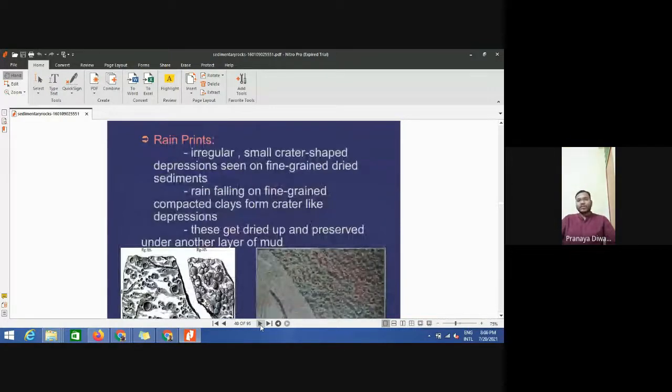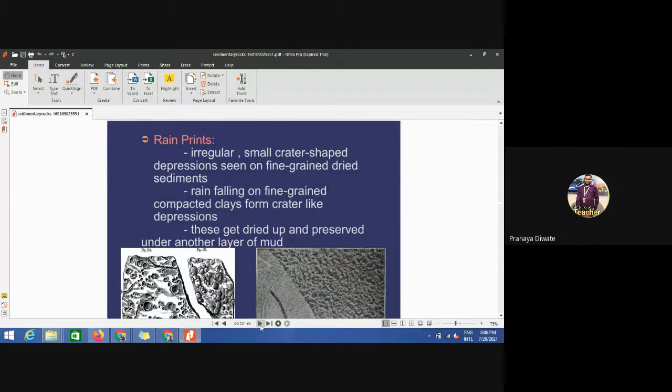Then you have a structure known as the rain prints. Rain prints are irregular, small crater-shaped depressions seen on fine grain deposits. So that is known as your rain print depressions.